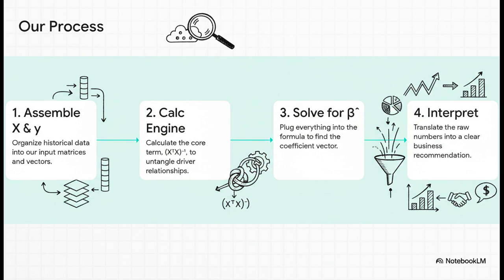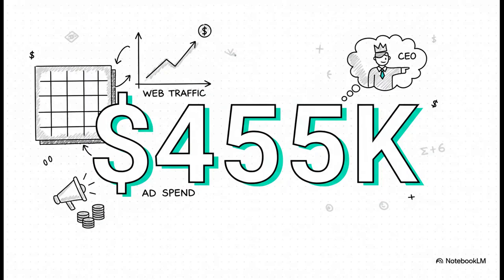Now remember, this is not guesswork. It's a rigorous, repeatable, analytical process. First, we assemble our X and Y matrices from that table. Step 2, we calculate the core of the engine, that crucial (X transposed X) inverse part. Third, we plug everything into the big formula and solve for our beta hat coefficients. And finally, the most important step, we have to interpret what those numbers actually mean for the business. So, after we run all those matrix calculations and we plug in what we plan to spend on ads and the traffic we expect to get, boom, the model gives us a number. Our sales forecast for the next quarter is $455,000. This is it. This is the data-driven answer you can now confidently walk back to your CEO with.